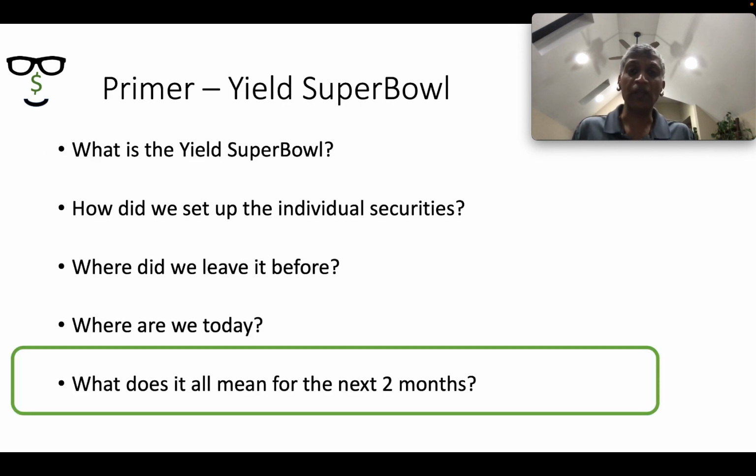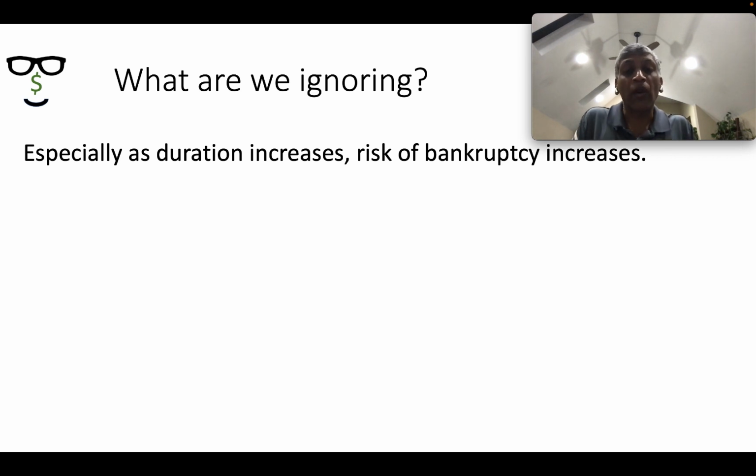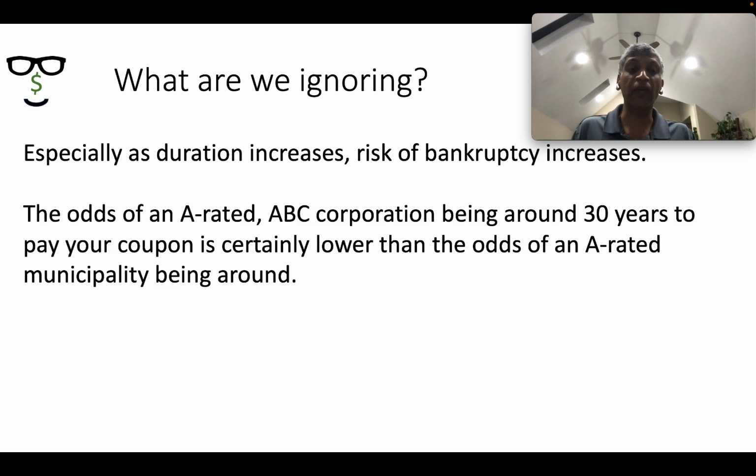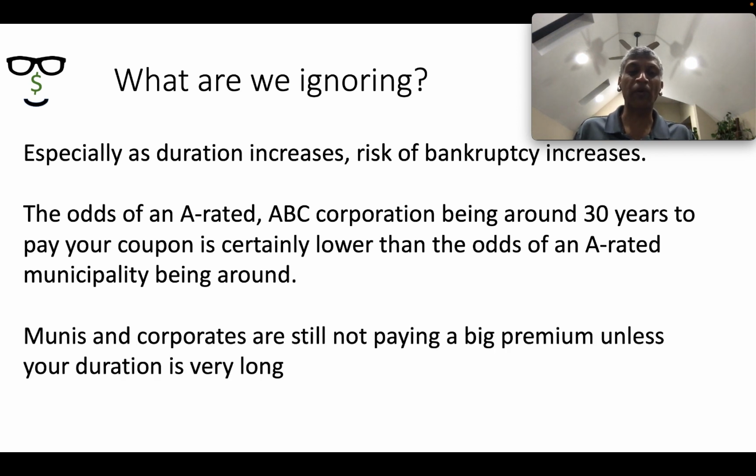So, what does it all mean for the next couple of months? Number one, there are risks of bankruptcies that may arise because highly debt-laden companies that have to pay a lot, if there is a recession or a deceleration in revenue and earnings, you're going to see pressure in those bonds with poor credit ratings. The odds of even a reasonably good credit rated corporation being around for 30 years, paying you par, paying you the coupon, is definitely lower than the odds of a muni or, obviously, the treasury. And so to just sit here and say a corporate bond is the same as a muni bond doesn't really take into account the risk factor behind it.